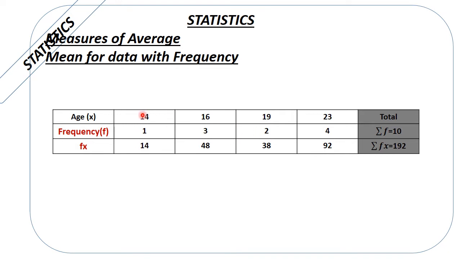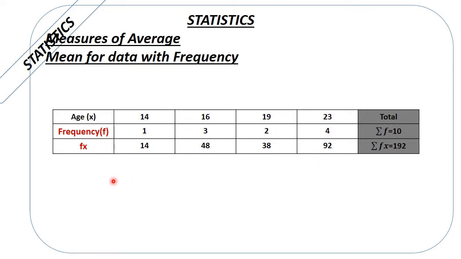For you to find the mean, forget about this part, I'll explain. You first have to multiply the age. The age, or the parameter we are working with, is what we usually represent with x in statistics. So these numbers on top are our x. We're going to be multiplying the age and the frequency. 14 times 1, 14, 16 times 3, 48, 19 times 2, 38, 20 times 4, 92.